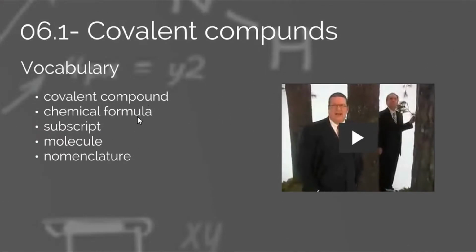Now here's the vocabulary that we'll be going over. You'll be more familiar with this after we finish this video. So those vocabulary terms are covalent compound, a chemical formula, subscript, molecule, and nomenclature.